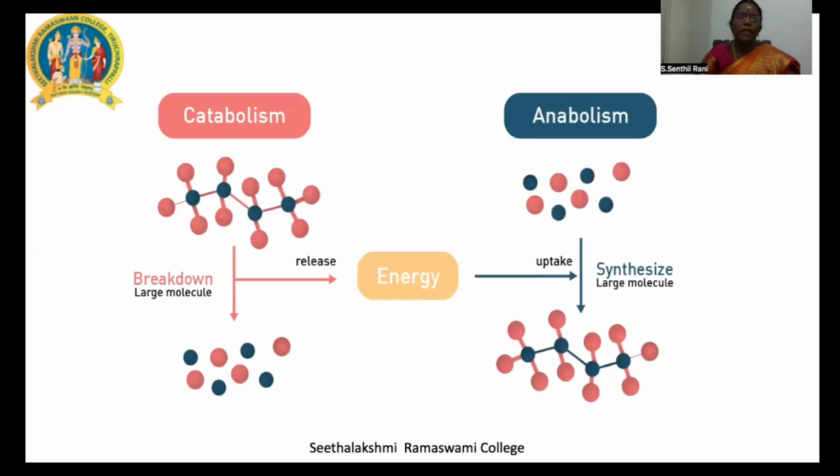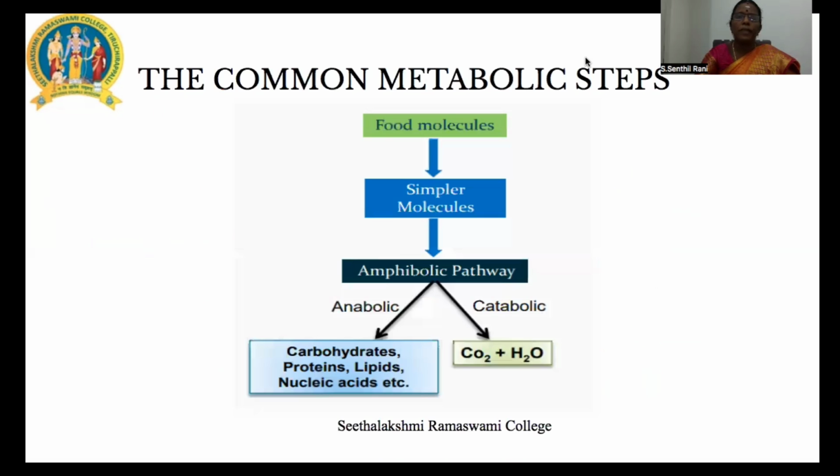In catabolism, there is breakdown of large molecules into smaller molecules and energy is released. The energy released is thus utilized by the small molecules to synthesize large molecules. In the common metabolic steps, the simpler molecules enter into the amphibolic pathway, that is either anabolism or catabolism. In anabolism, carbohydrates, proteins, lipids, nucleic acids are synthesized. In catabolism, carbon dioxide and water are produced.